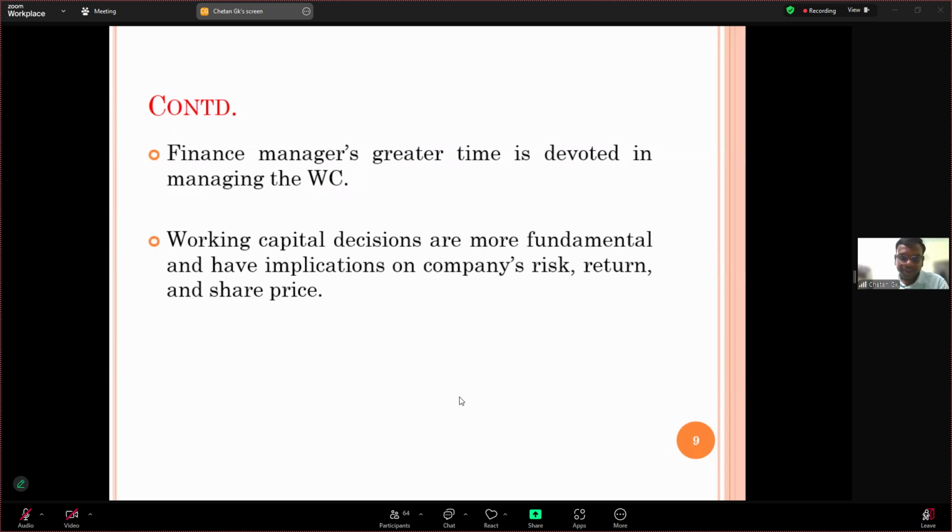So working capital decisions are more fundamental and have implications on the company's risk and return and the share price as well. Supposing you are not paying salaries to your employees and this news leaks out, what will happen to your stock price? Imagine. Is it not?